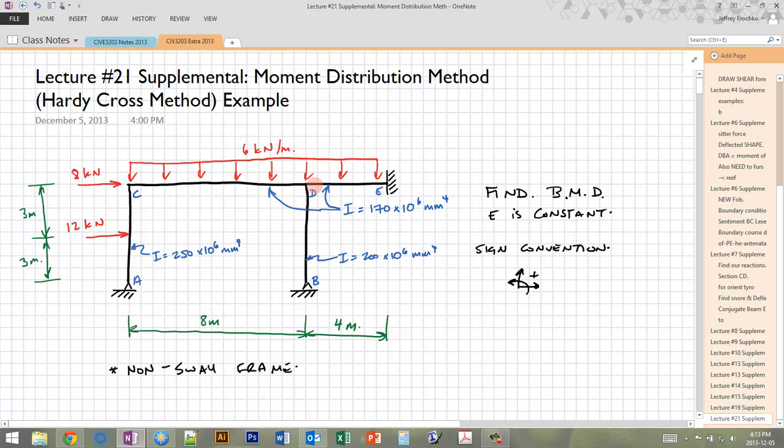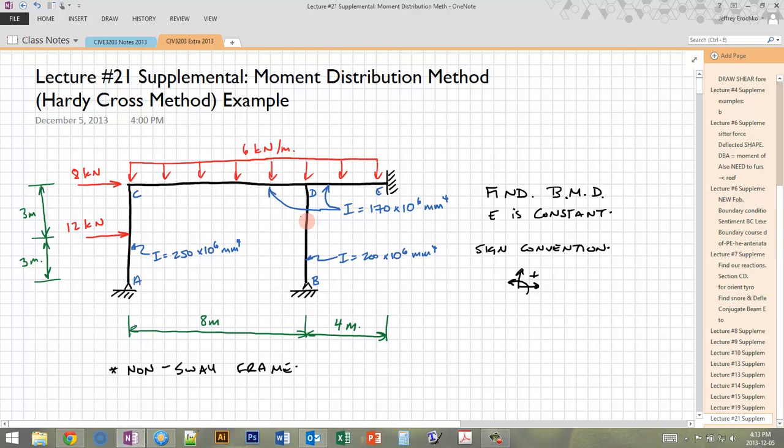So this is a non-sway frame because C can't move up because of AC. We assume that's inextensible. It can't move to the right because CDE is fixed on the right, and that is also inextensible. And same with D, it can't move up and it can't move to the right, so it can't move in X or Y.